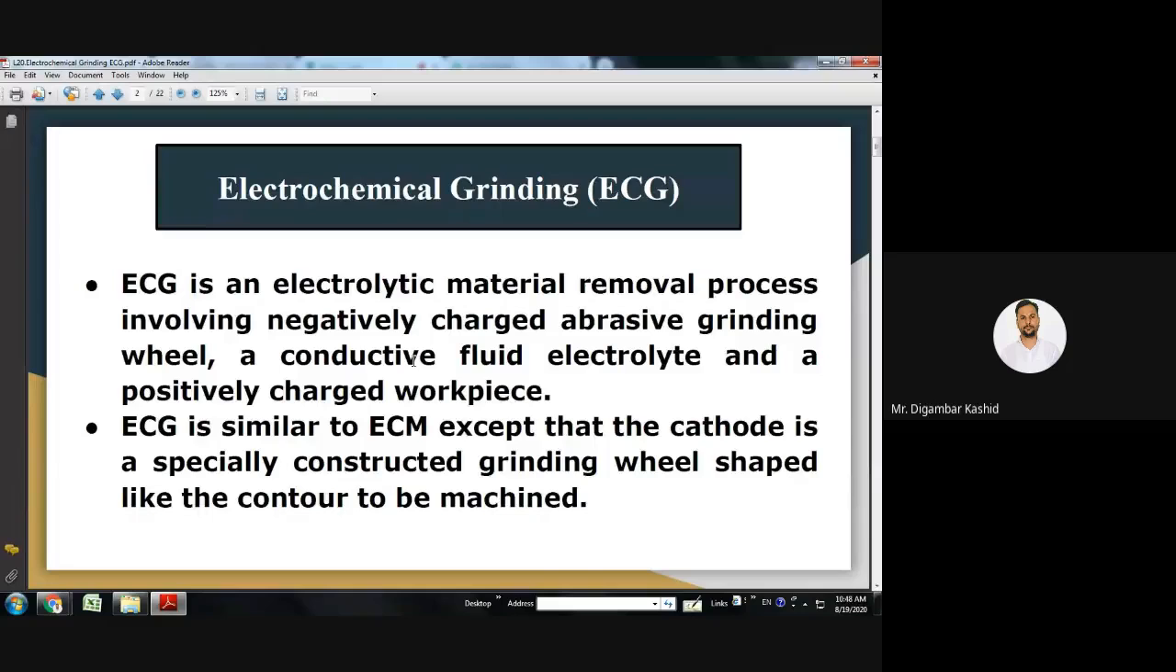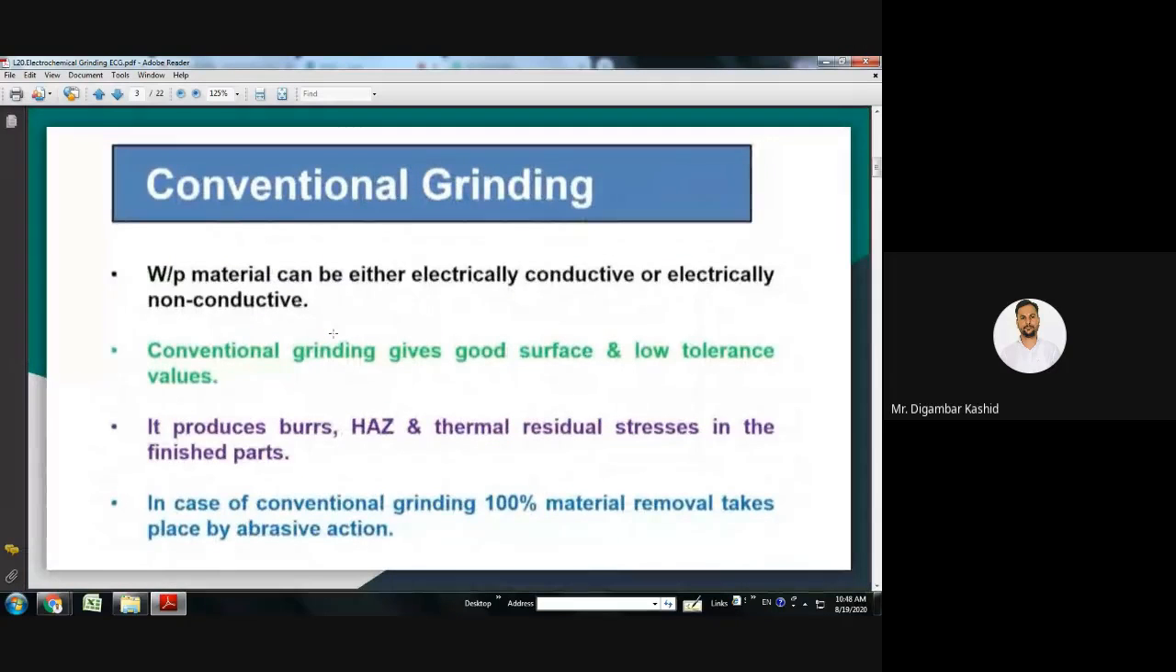Now, before going to the working principle of electrochemical grinding, we should know conventional grinding. So the question arises, what is conventional grinding? In a conventional grinding wheel, abrasive particles are used, you can see here. Those abrasive particles are bonded to the wheel. If you see that grinding wheel, it has abrasive particles that are bonded together.